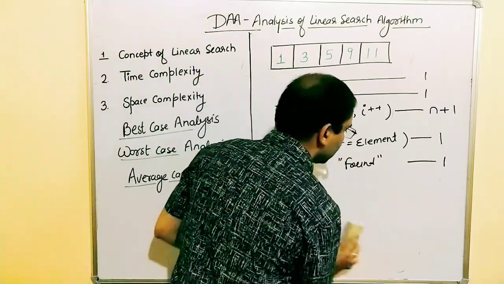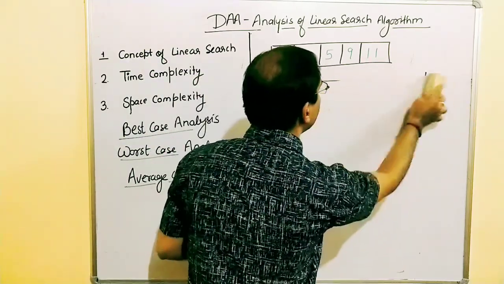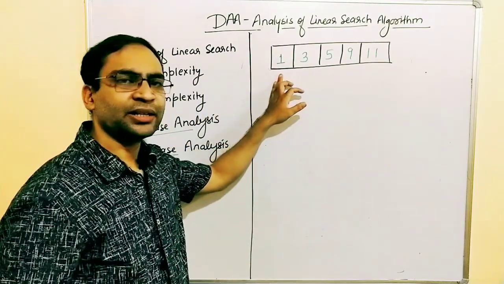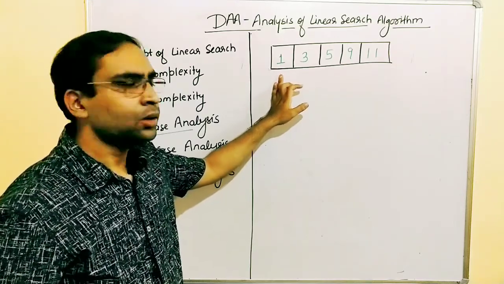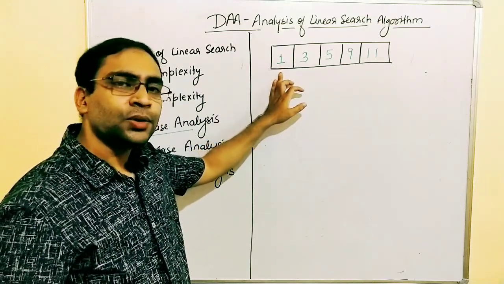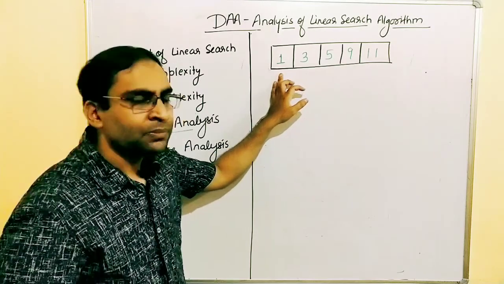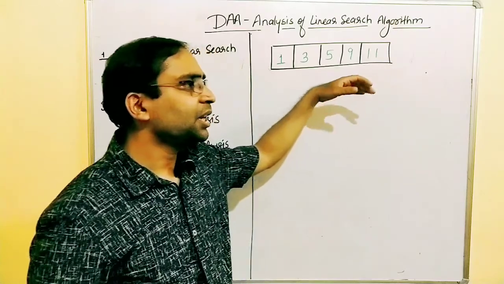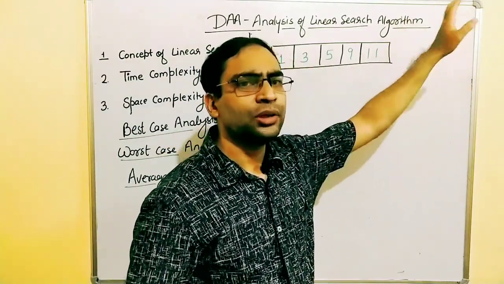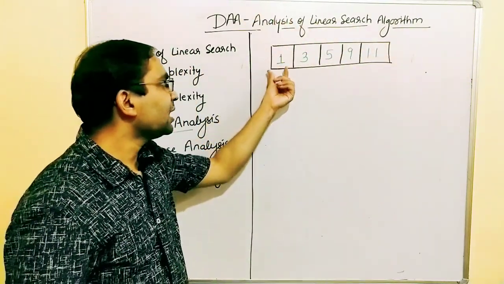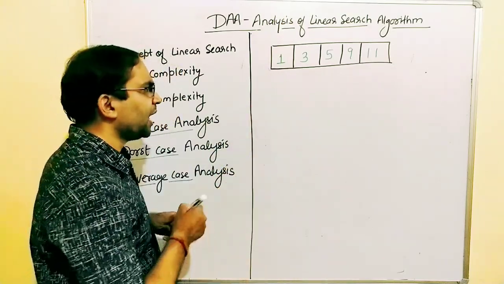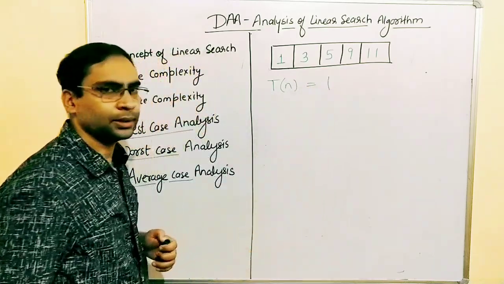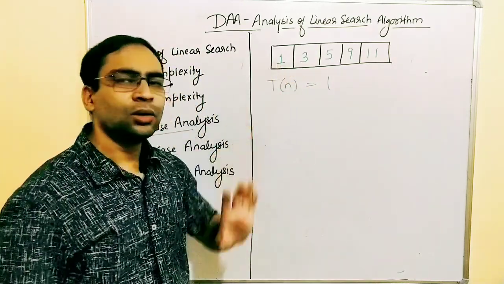Obviously the best case will be when we find the element at first index. If the searching element is 1, obviously that will be found at first index. So this will be the best case. If we have an array size of 10, or 1000, it doesn't matter. If the element is found at first index, then the time function will be 1 only. The time function will be 1, that is a constant time.